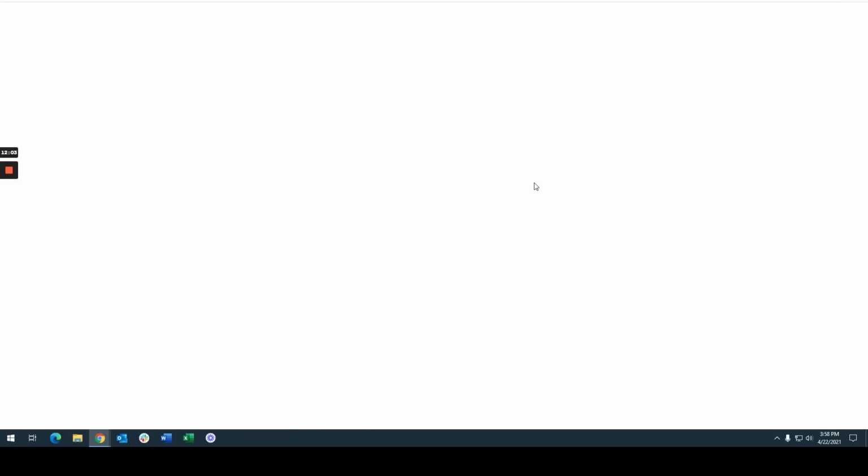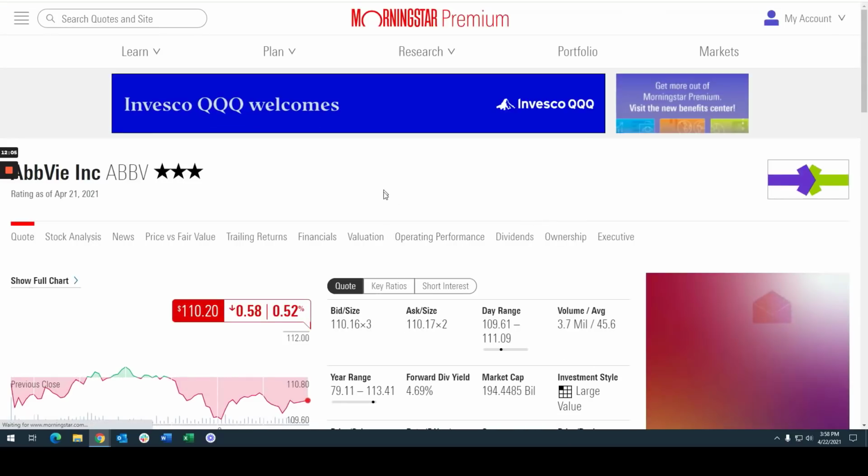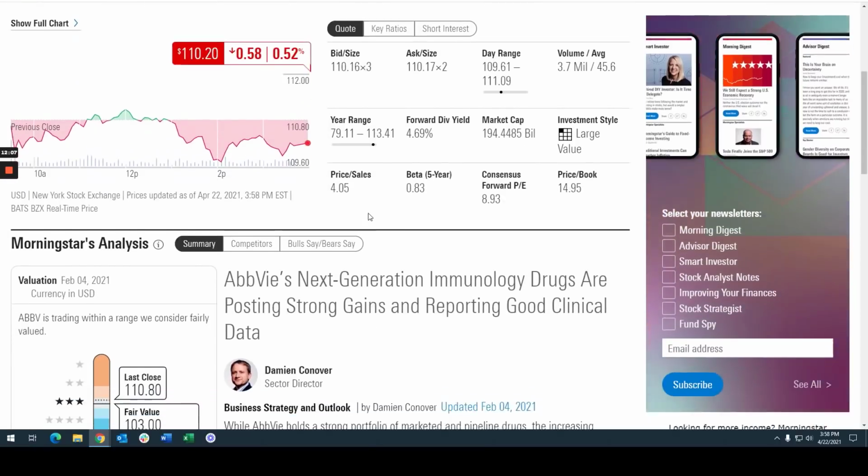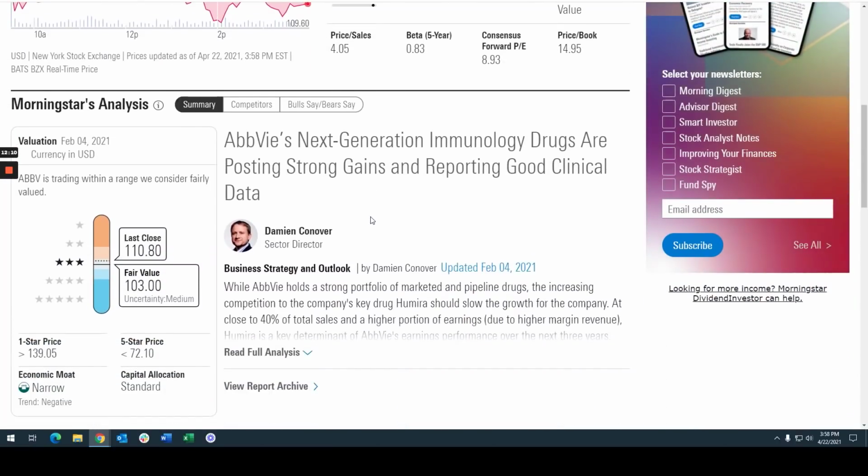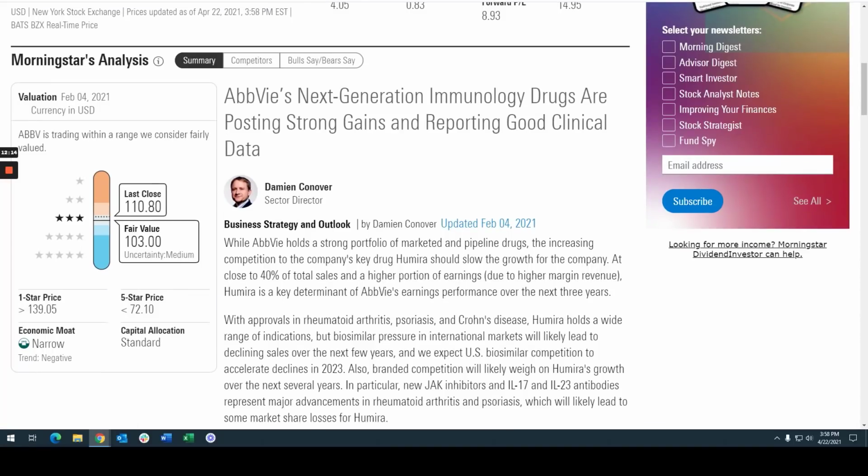All right, I've been a subscriber to Morningstar for decades, so I'm going to go into Morningstar and I'm going to look and see if they've got any type of reasonable information on the company. Now, AbbVie is a widely followed stock. This is a spinoff from Abbott Labs.